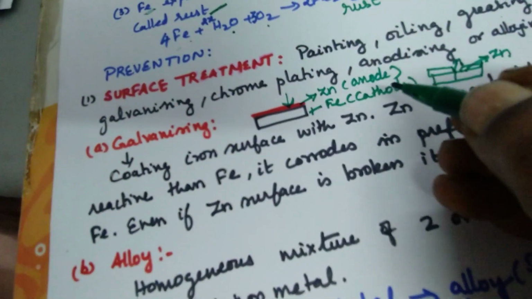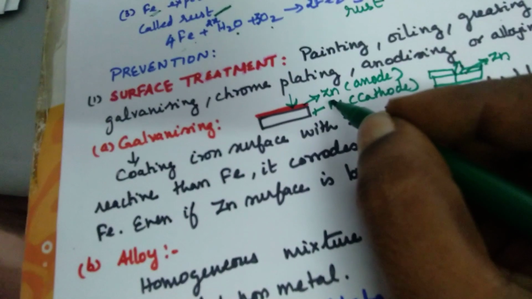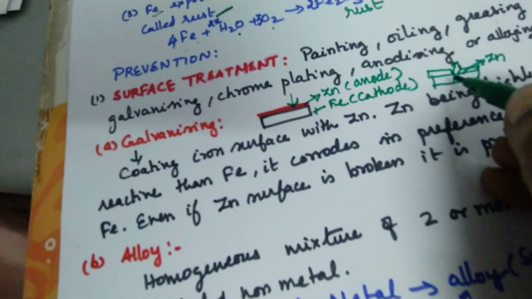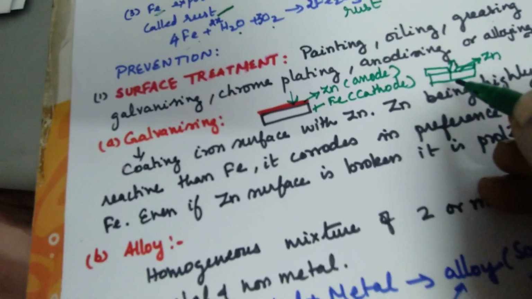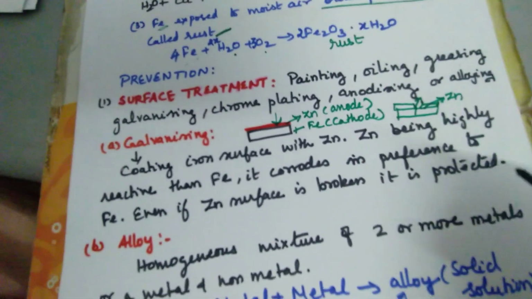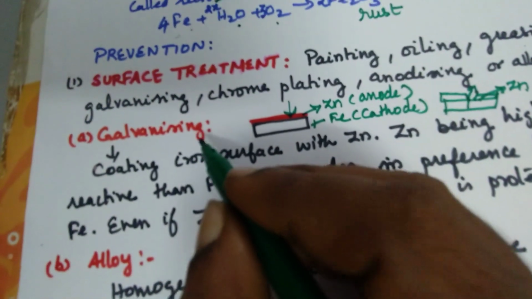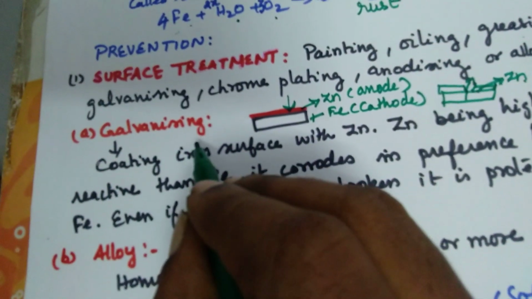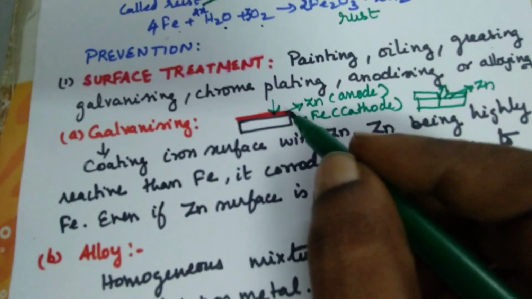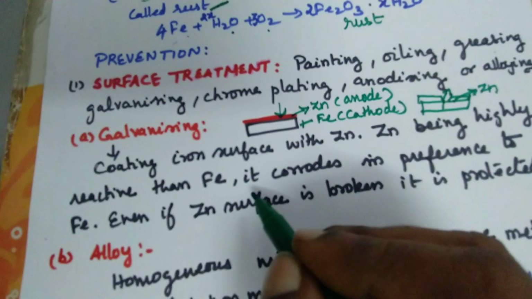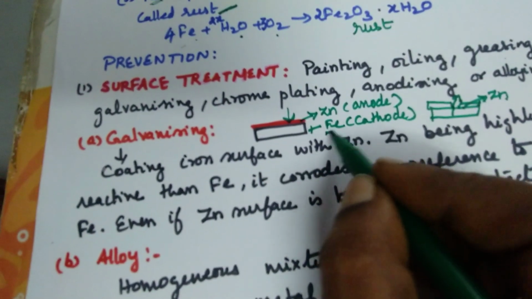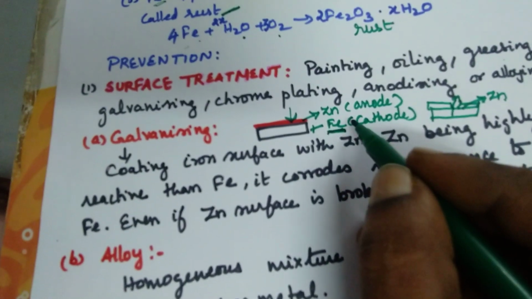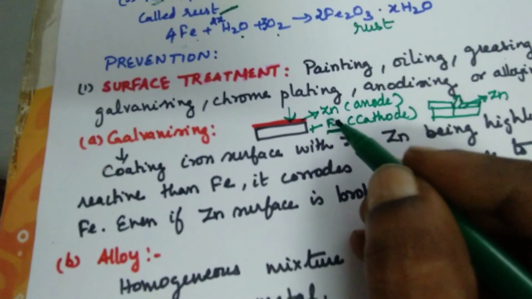If I do a different thing, if I give a noble metal coating, and such an opening happens, then iron will start corroding and we call it pitting corrosion. That will take place, so that is not required. So I give galvanizing: a less noble metal coated on a more noble metal to avoid corrosion on the more noble metal, that is iron. I want to avoid corrosion on the iron, so a zinc surface is given.